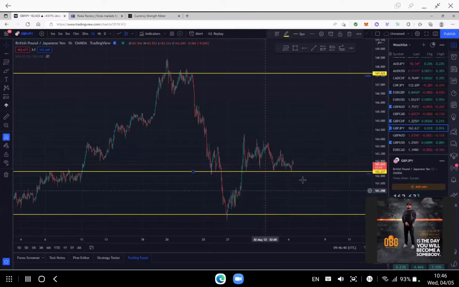And why do I mark them at different time frames? Because then I know that it's a strong support and resistance. The higher the time frame, the stronger that support and resistance is. So if price does reach that, I know it's a pretty solid area to take a trade.